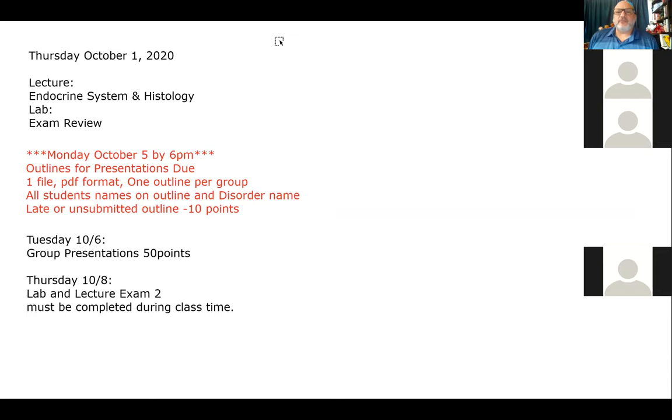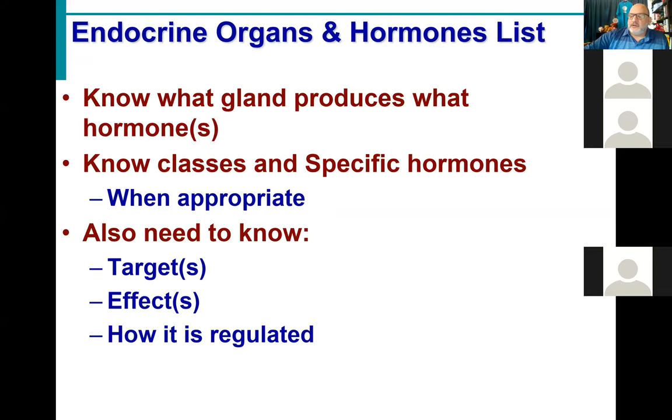All righty then. Let's pick up where we left off. We were working our way through the endocrine system, gland by gland, talking about the classes and specific hormones that are made, what their targets, what their effects, how they're regulated, and also looking at the histology, as well as the gross anatomy for these as we've been working our way through them. So let's continue that. We left off the last discussion talking about the master endocrine gland, the pituitary gland, and then also the hypothalamus, which controls it.